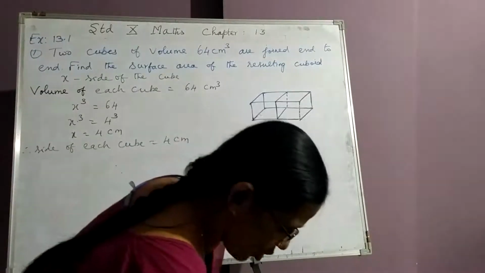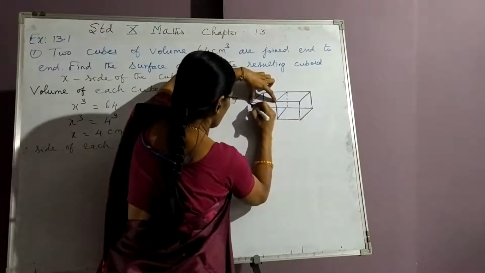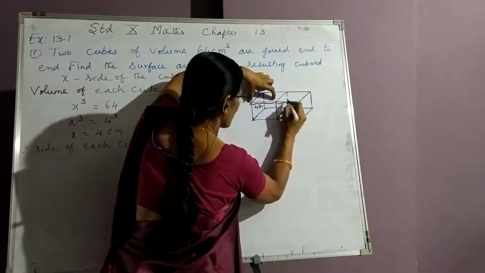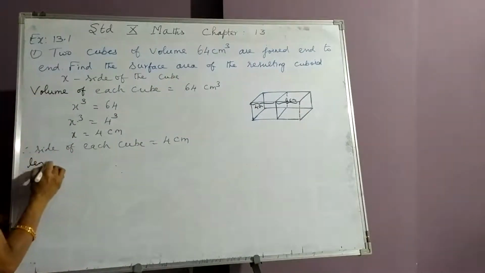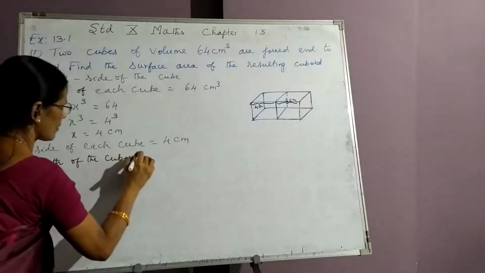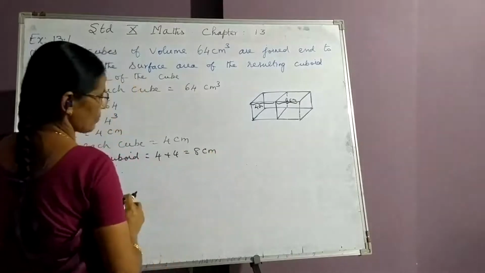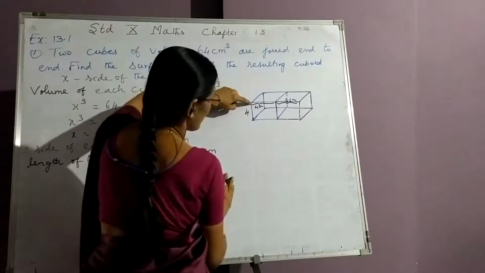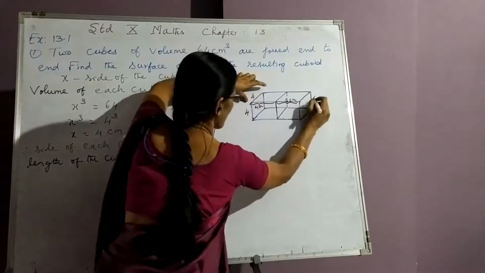Now let us come to the drawing. This is 4 centimeter. Here to here is 4 centimeter. Here to here is 4 centimeter. Right? Therefore, what is the length of the cuboid? Length of the cuboid is 4 plus 4, which is equal to 8 centimeter. This is the height of the cuboid, which is the side of the cube, which is equal to 4. Similarly, this is the breadth of the cuboid, which is also equal to 4.